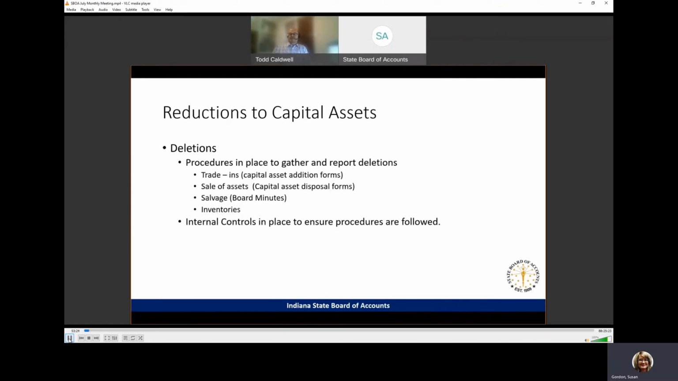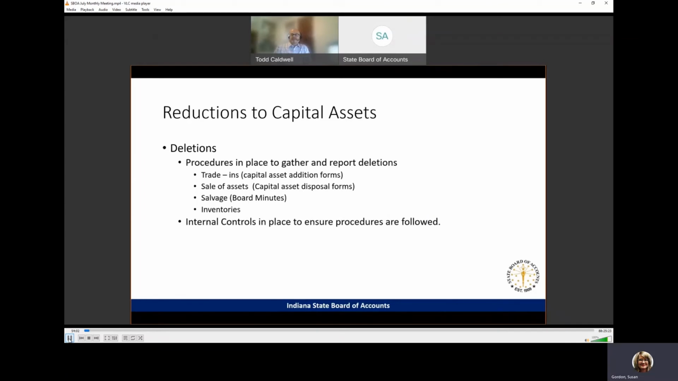In the same manner as additions, deletions have to be posted to the capital asset ledger. This could be a little more problematic because you don't always have any documentation when an asset's disposed of or sold. If the asset is traded in or a vehicle is disposed of, you might have the title file. You might have that to look at, but if equipment is just outright scrapped or it's sold at auction or it's otherwise disposed of, you may not have the records that you need.